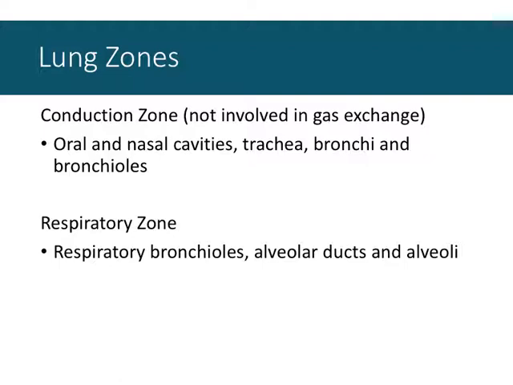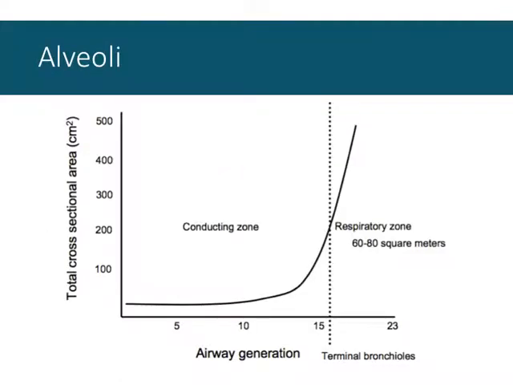And then that is indicated on this next slide, which is a representation of cross-sectional area. So the area of the airways through which air can move, and we see a pretty stable, consistent cross-sectional area over the first few divisions, and then an exponential increase as we enter the respiratory zone where diffusion needs to occur.